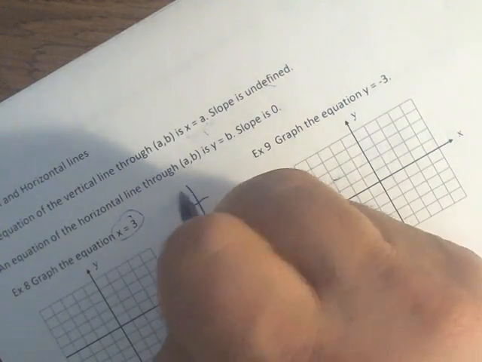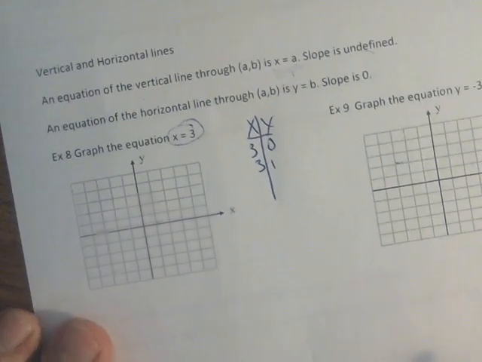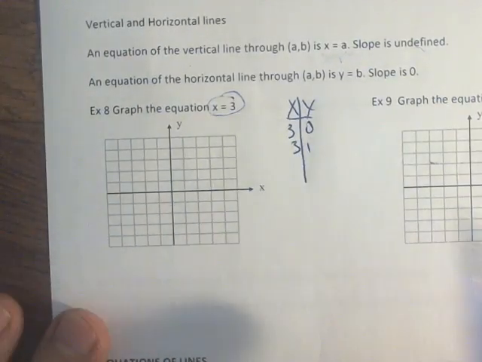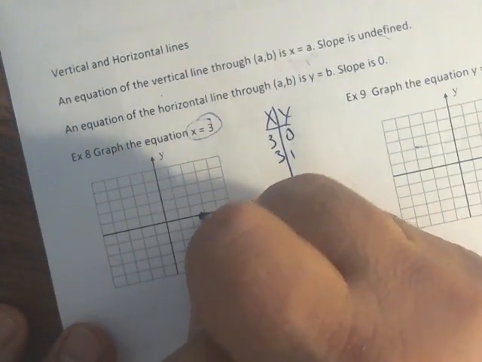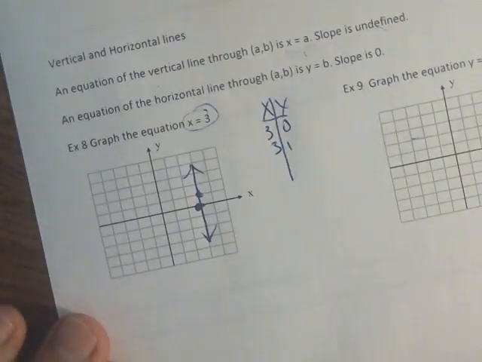So sometimes I think to have students maybe not mess this up, when it says x is 3, that means x is always 3 no matter what y is. So just choose your 2 points, 3, 0 and 3, 1, and you'll see that it is a vertical line.